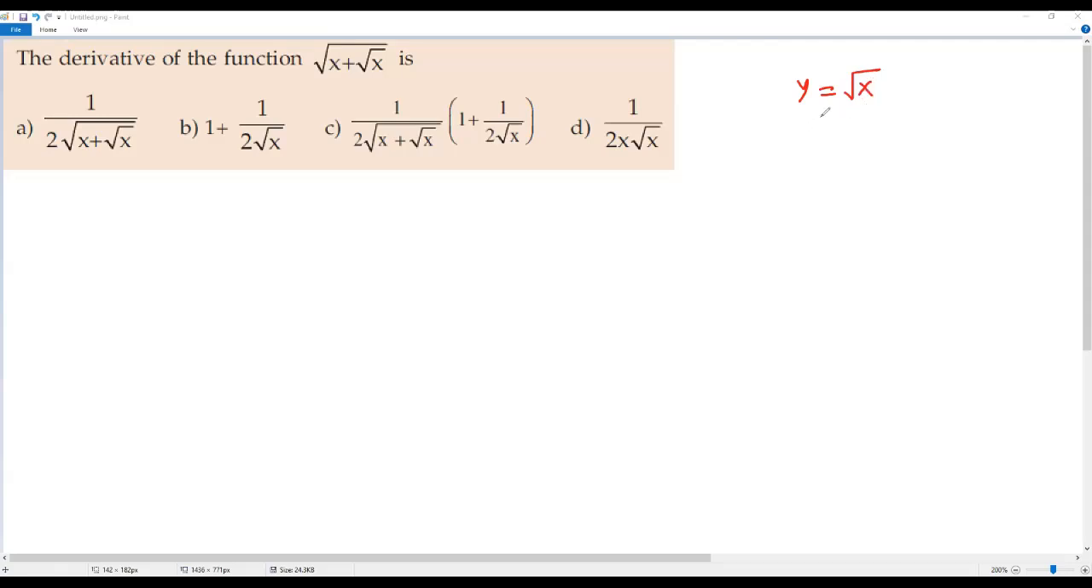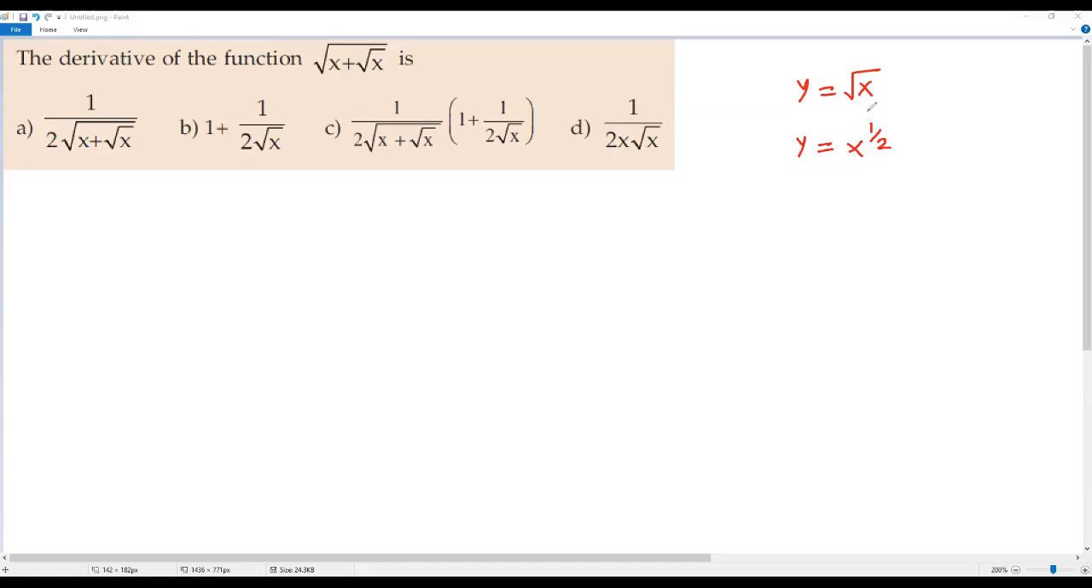Here I want to find dy over dx. That is, I want to find the derivative of this function with respect to x. Whenever I want to find the derivative of a square root, the first thing I need to do before finding the derivative is to write the square root as an exponent. So whenever we have a square root, it can be written as the exponent 1/2. This is the process we have to do before we start finding the derivative.